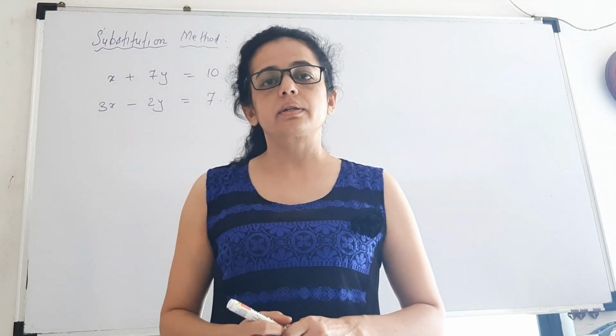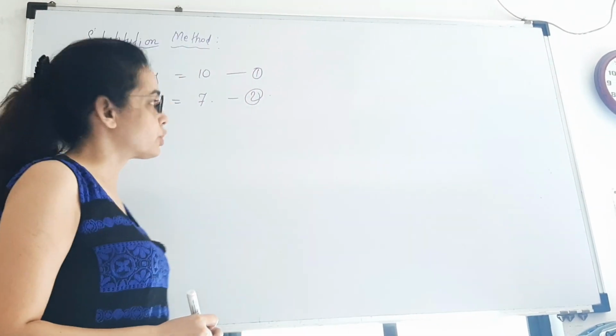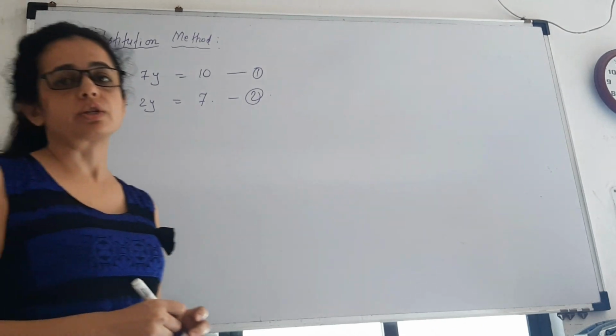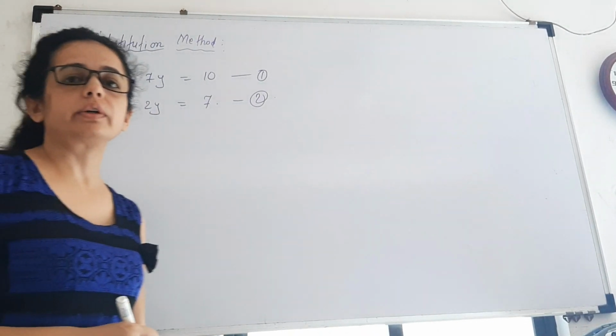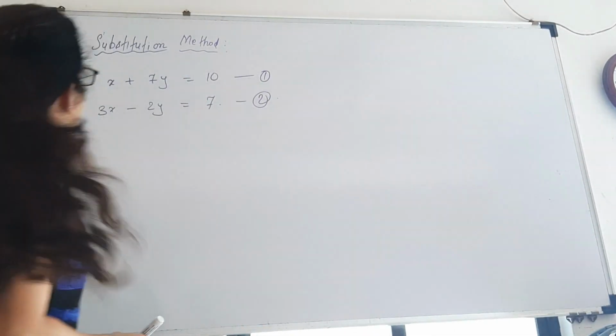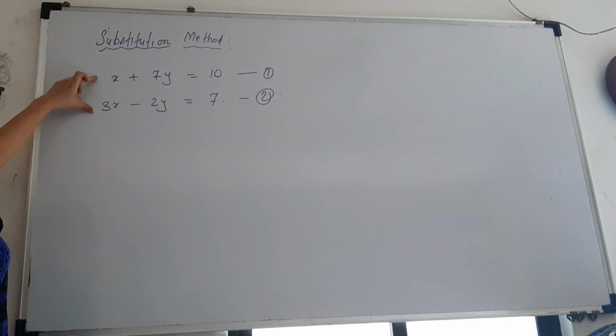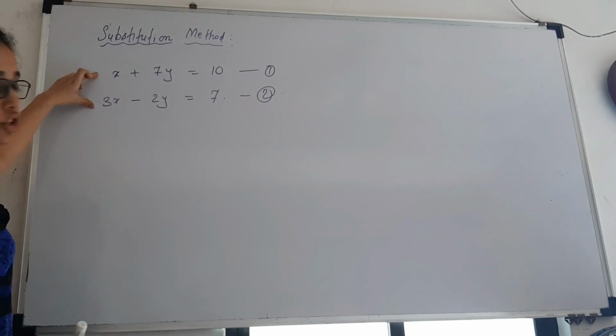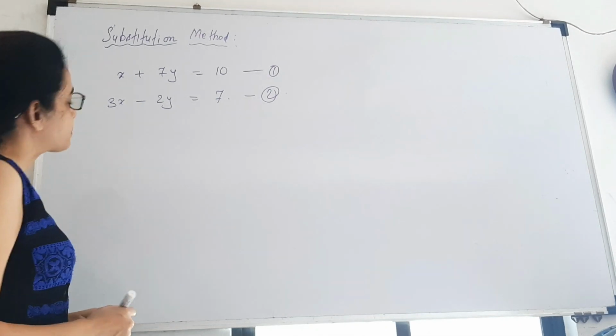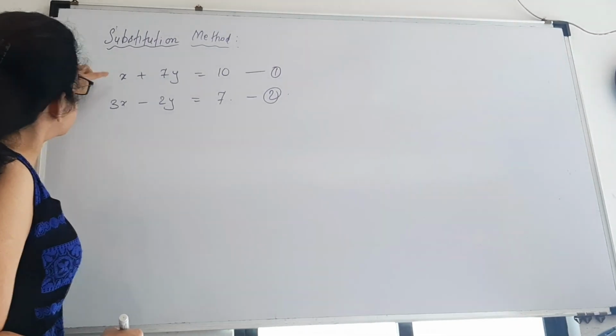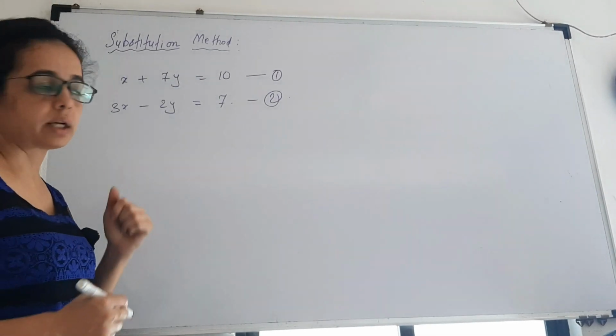We are going to look at another method called substitution method to solve simultaneous equations in two variables. This also we have already done in 9th standard. Here we again have the same equations that we took for the elimination method. Now what do you mean by substitute? Substitution means putting one value into another one.